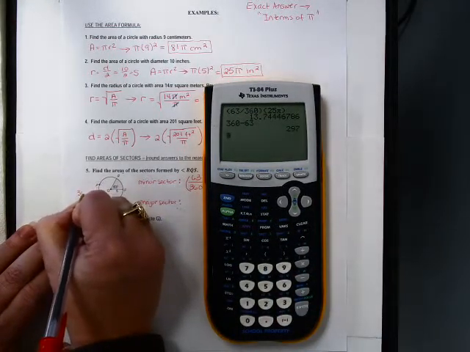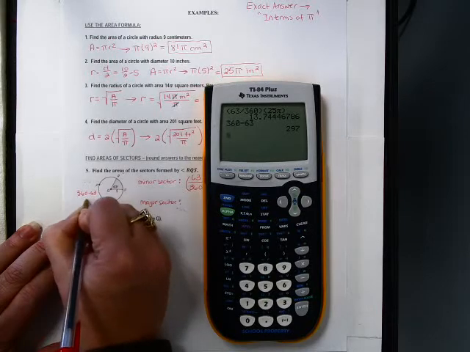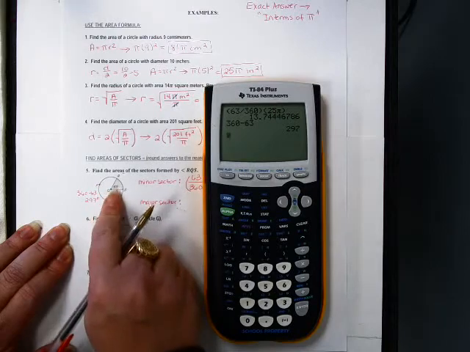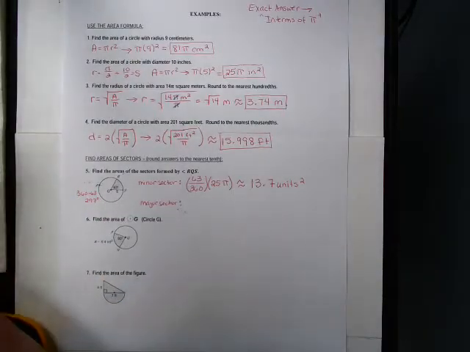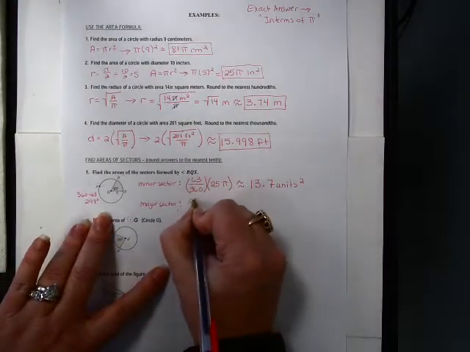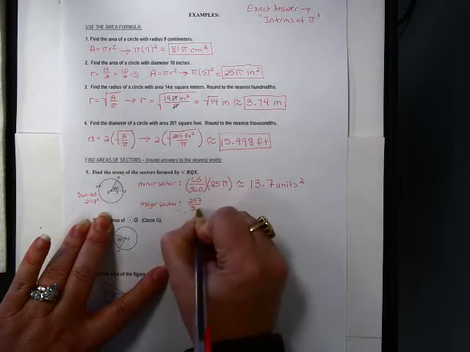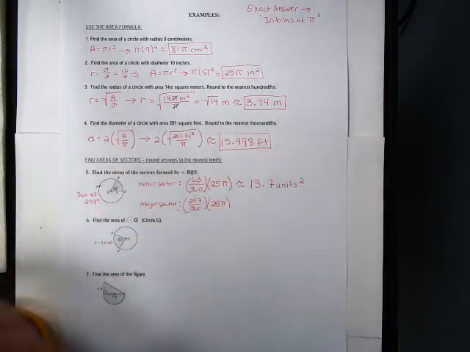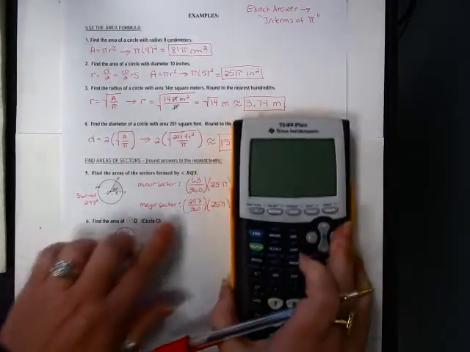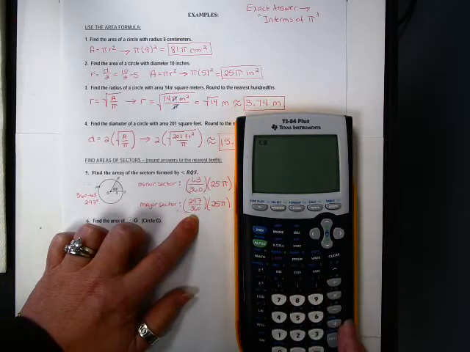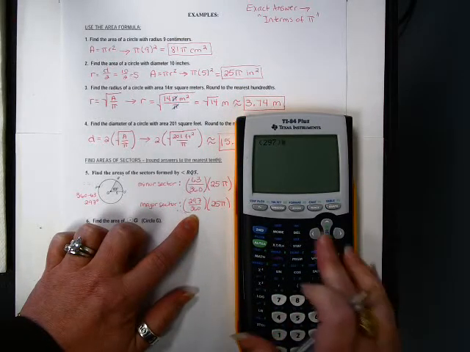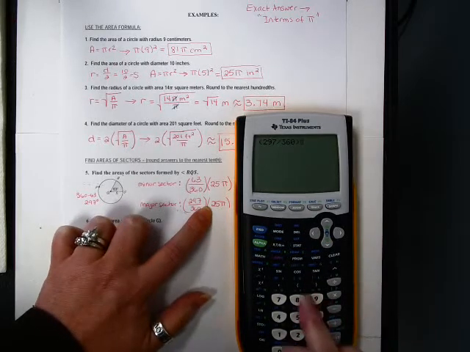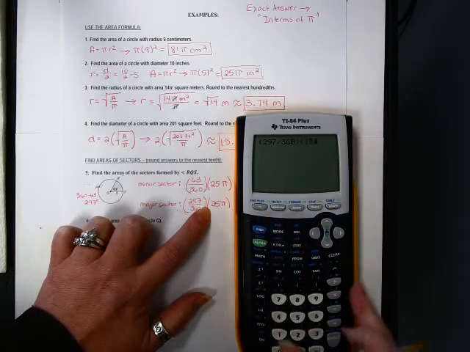So remember, to get that, you take 360 and you subtract 63. So 360 minus 63 is 297 degrees. So this arc over here is 297 degrees. So I put 297 over 360, and I multiply it by the area, which is 25 pi. Again, I'm going to plug that into my calculator just like I see it. Parentheses, 297 divided by 360, close parentheses, and then parentheses 25 pi.